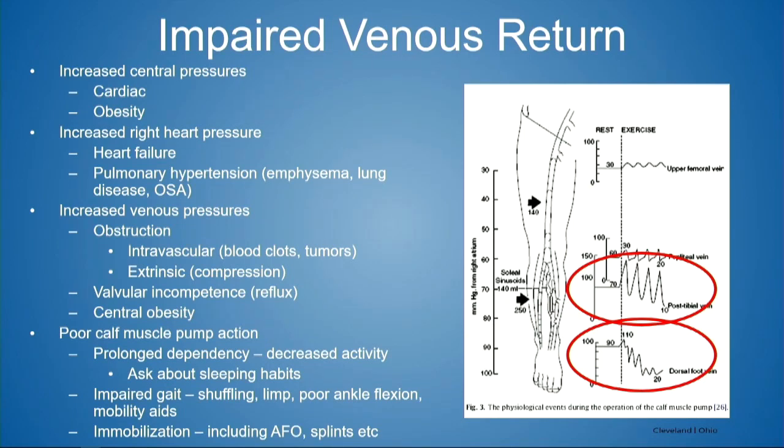So really, when we look at impaired venous return, this is a very complex process. Anything that increases central pressure, so even just central obesity increases that central abdominal pressure, will impair venous return. Obviously the right heart, but we have to remember pulmonary hypertension, underlying lung disease, COPD, and sleep apnea. Anything that changes our venous pressures, and then poor calf muscle pump. So we always have to look around the room, ask about immobility or mobility aids, things like ankle foot orthoses, if a patient's walking with a cane or a walker, or if you watch them walk in and they have an abnormal gait. That will impair your venous return and can lead to lower extremity swelling.